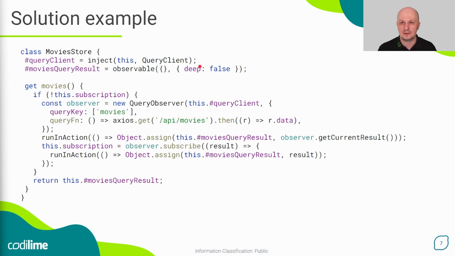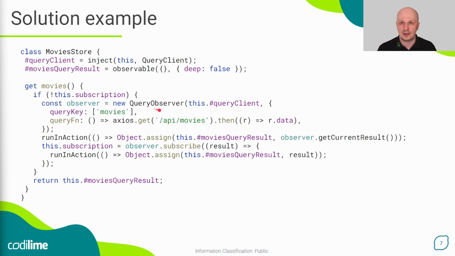The first line is query client injection because we need that to use QueryObserver. The next one is a MobX observable object. At the beginning it's empty, and I use configuration for shallow instrumentation. So I just want to observe the top level property changes and not the deeper ones. And then we have a getter for some movies data from the backend.